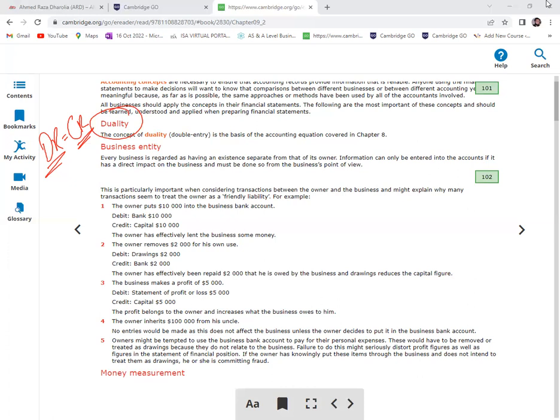That is, home is separate, business is separate. The owner is separate from his business.